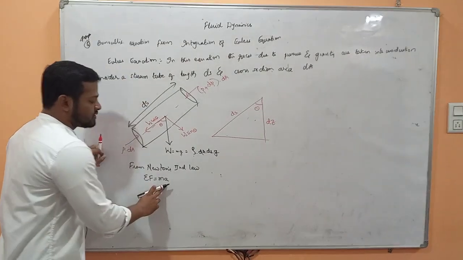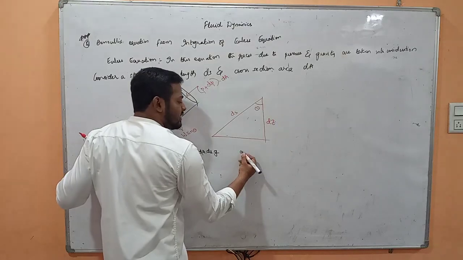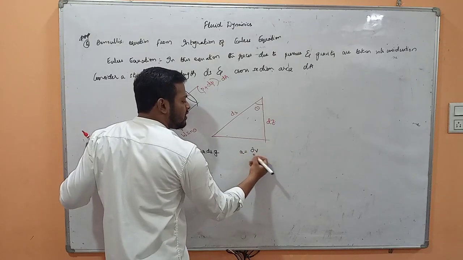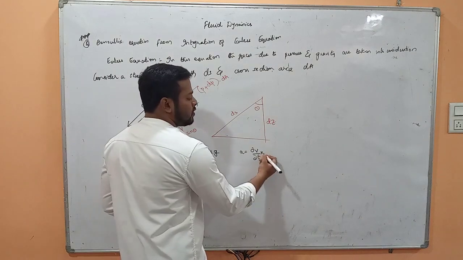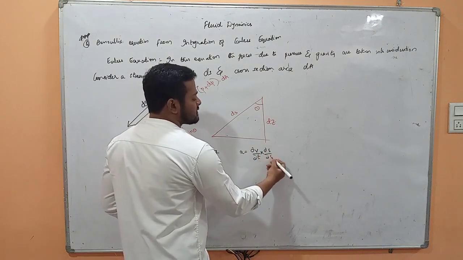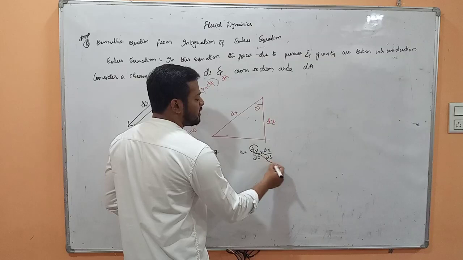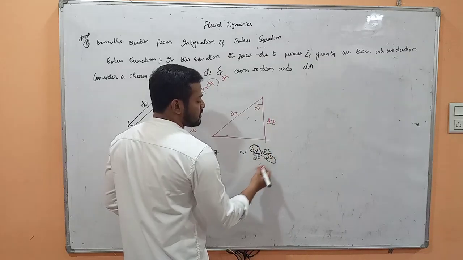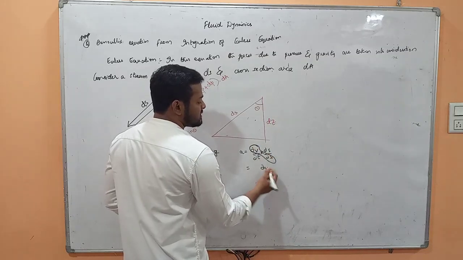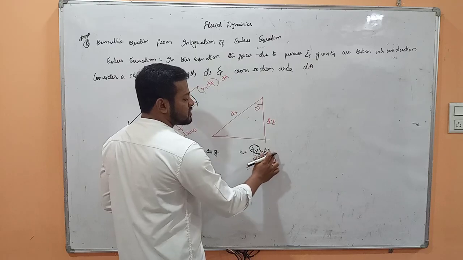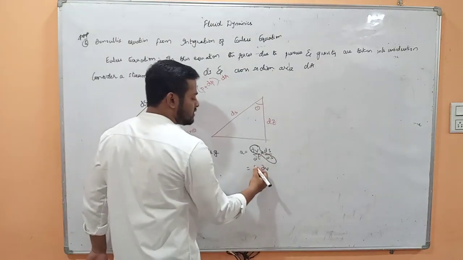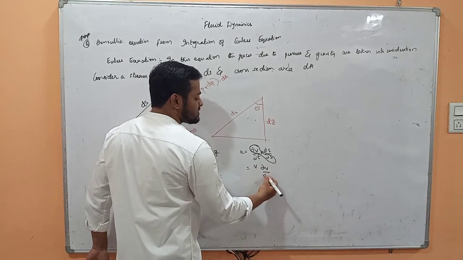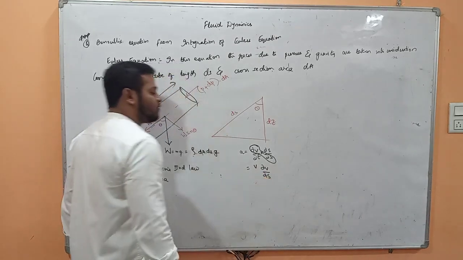So acceleration is there. Next, acceleration is the rate of change of velocity. If I multiply ∂s into ∂s for acceleration, ∂v by ∂s remains as it is. What is remaining? ds by dt. So ds by dt is the rate of change of displacement, which is called velocity. So acceleration can be written as v into ∂v by ∂s.